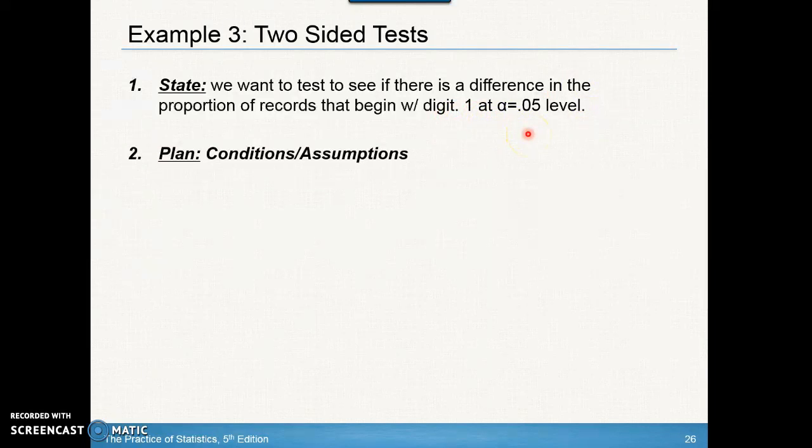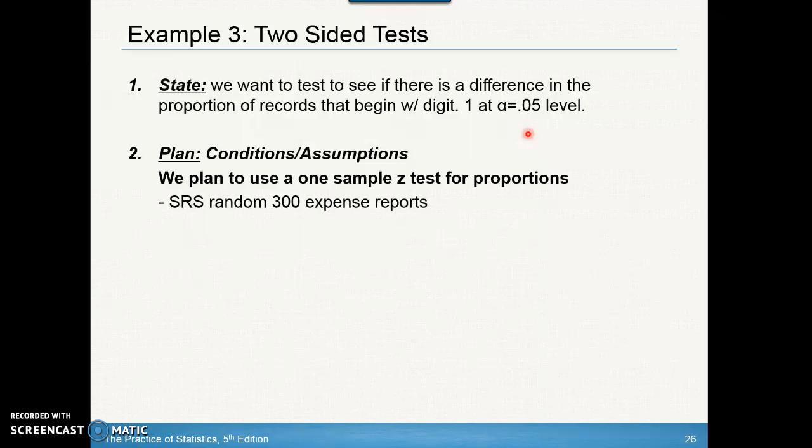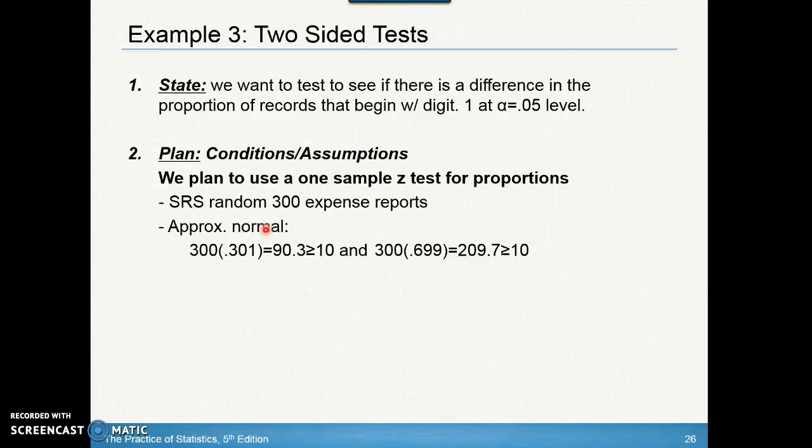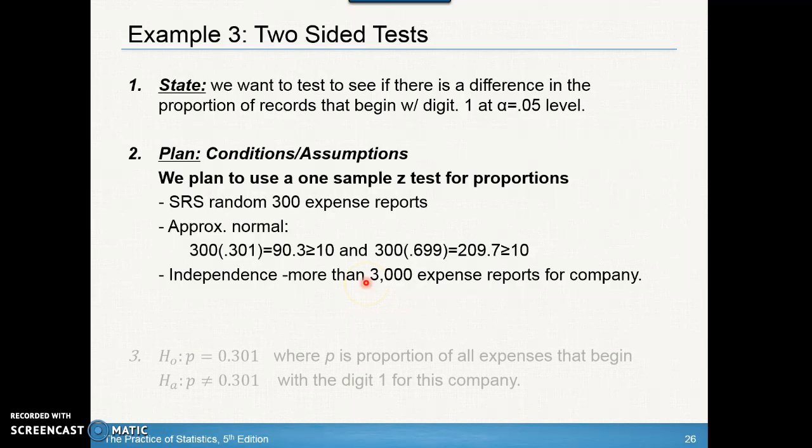Okay, the conditions and the assumptions. I always state the name of the test after the conditions and assumptions, because then you know that your conditions are met to actually use that test. We plan to use a one sample z-test for proportions. Notice your simple random sample is in context: it's a simple random sample of 300 expense reports. For the approximately normal condition, we show the numbers plugged in, showing that they're greater than 10, and state that they're approximately normal. Then for the independence condition, there are probably more than 3,000 expense reports for the company.